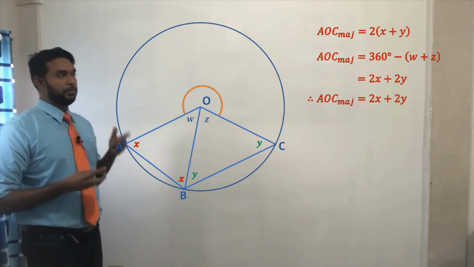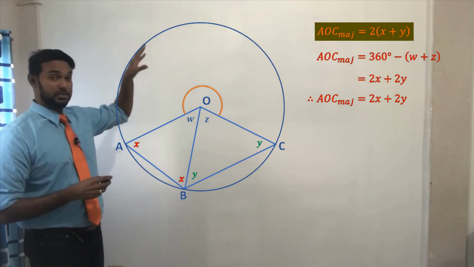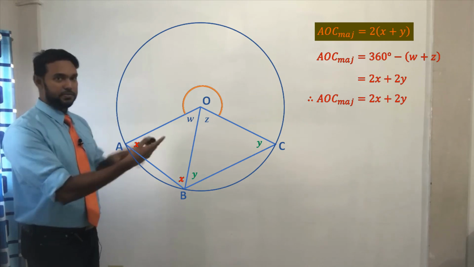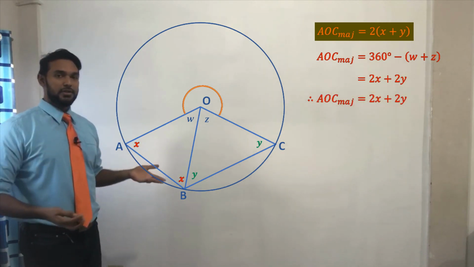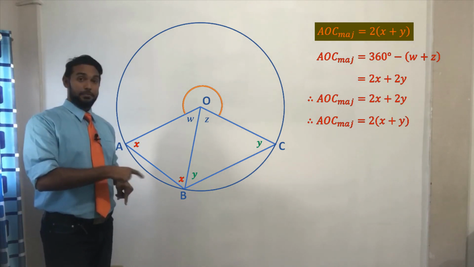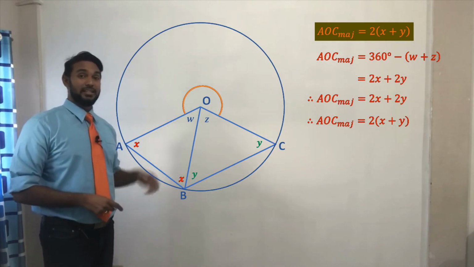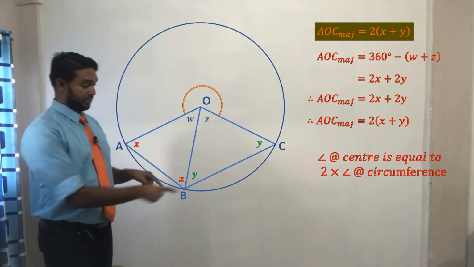And all we have to do to prove that, or to get back the original thing, which is AOC equal to 2 multiplied by x plus y, is factorize this equation here on the right hand side with 2. We'll get AOC major is equal to 2 multiplied by x plus y. And in this diagram, the baseball diamond diagram, we've proven that the angle at the center, the orange arc, is equal to 2 times the angle at the circumference, which is x plus y.